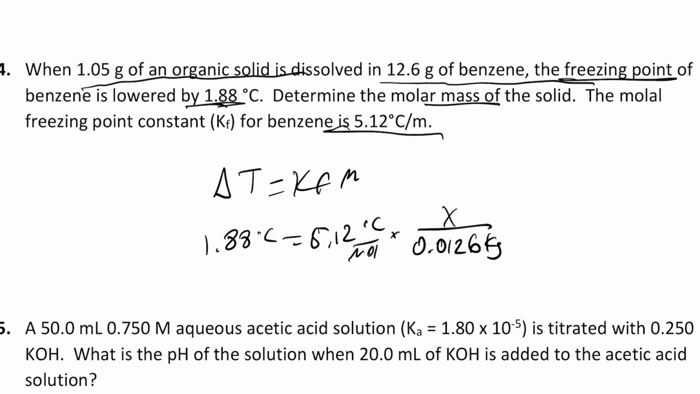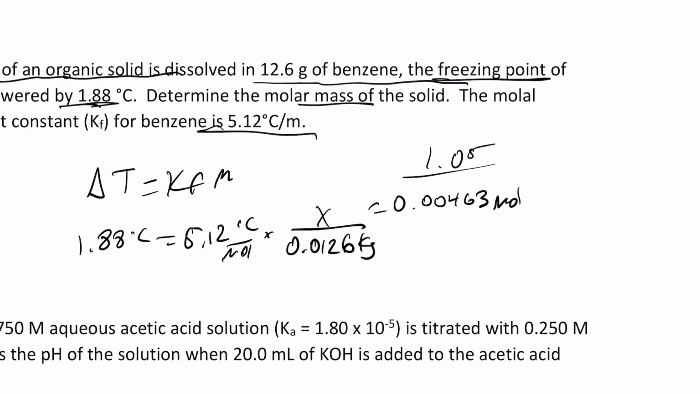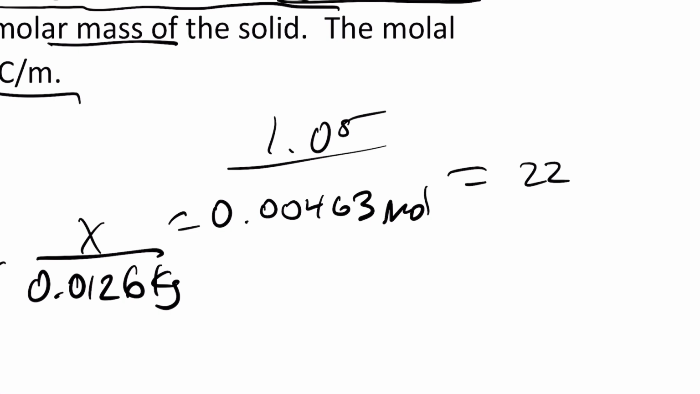So let's solve for x. We have to divide 1.88 by 5.12, and then multiply it by 0.0126, and you get x. X is the moles. This is equal to 0.00463. And then 1.05 divided by 0.00463, because this is moles and now you have grams, 1.05. And I got an answer of 207 grams per mole. All right, done.